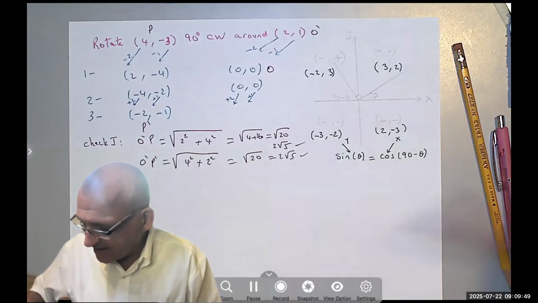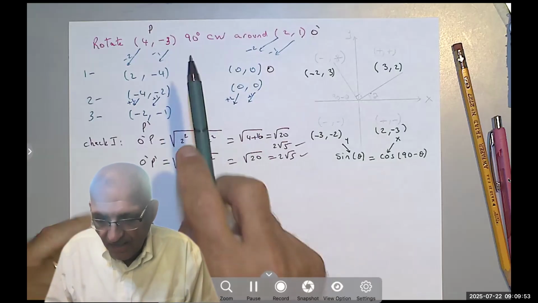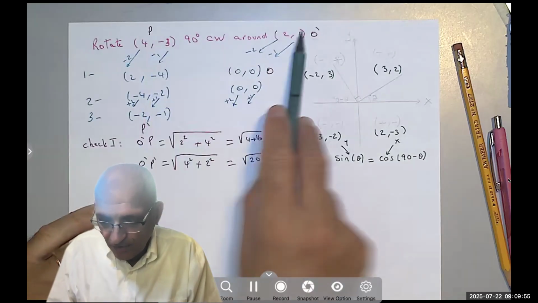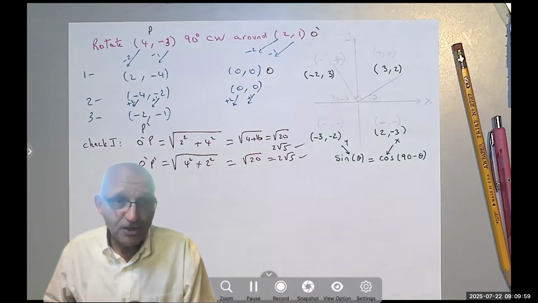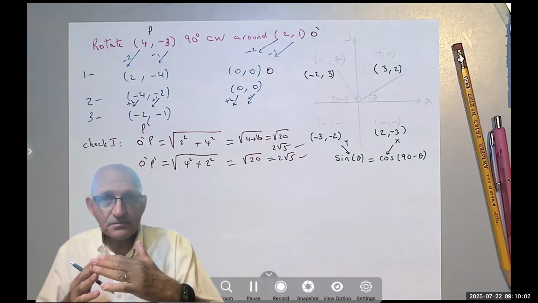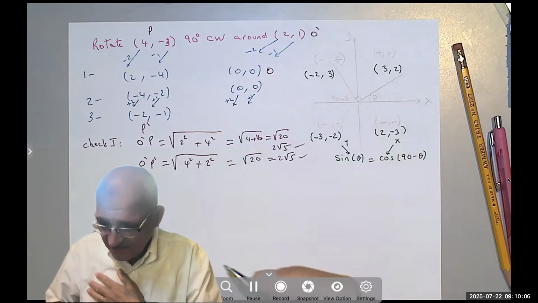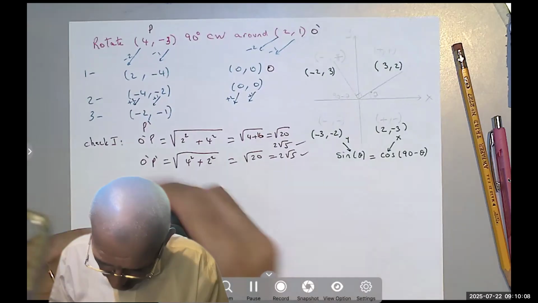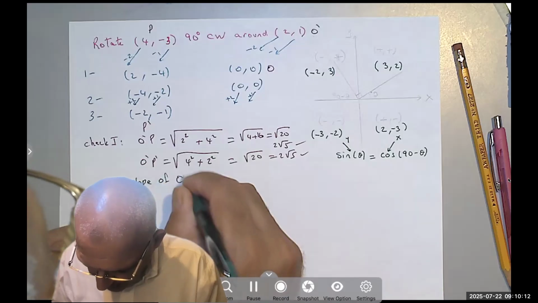So it's okay. That's not enough because maybe I rotated 180 degrees, not 90. So how do I check the second thing? I know that the slope of O prime P and the slope of O prime P prime should be, the product should be negative 1, meaning one is the negative reciprocal of the other. So let's say slope of O prime P.